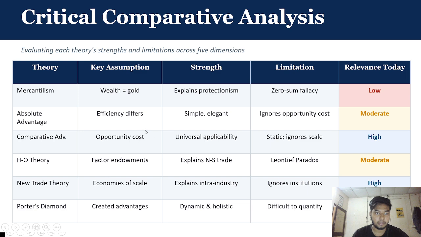There is the theory of mercantilism, whose assumption is wealth equals gold, strength is that it explains protectionism, and limitation is the zero-sum fallacy.